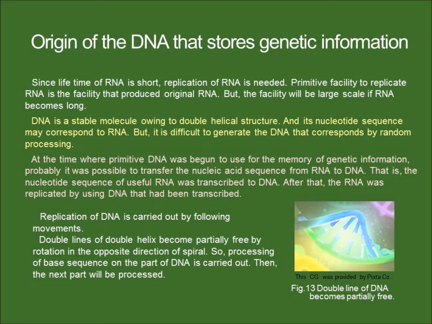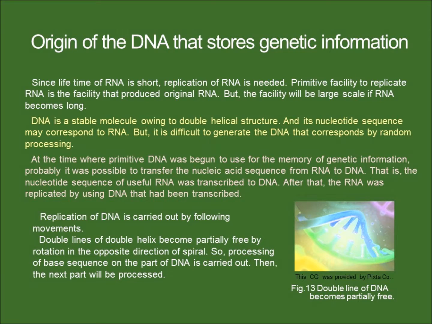At the time when primitive deoxyribonucleic acid began to be used for the memory of genetic information, probably it was possible to transfer the nucleic acid sequence from ribonucleic acid to deoxyribonucleic acid. That is, the nucleotide sequence of useful ribonucleic acid was transcribed to deoxyribonucleic acid. After that, the ribonucleic acid was replicated by using the deoxyribonucleic acid that had been transcribed.